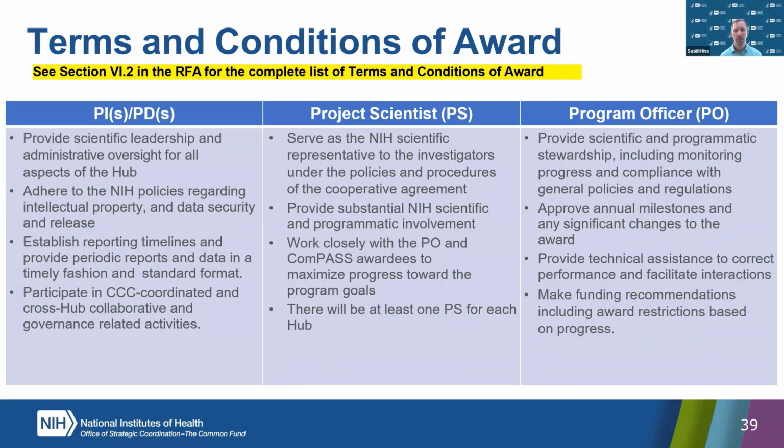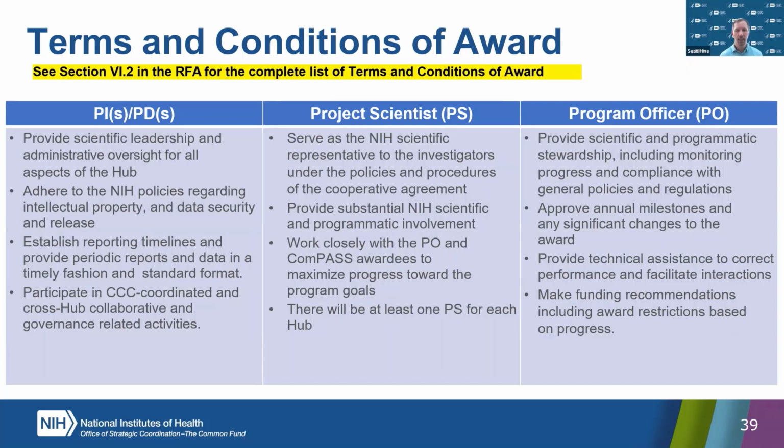A complete list of terms and conditions can be found in Section 6 of the RFA. Here are some highlights. The PI will provide scientific leadership and administrative oversight for all aspects of the hub, adhere to the NIH policies regarding intellectual property and data security and release, establish reporting timelines and provide periodic reports and data in a timely fashion and standard format, and participate in CCC-coordinated and cross-hub collaborative and governance-related activities.